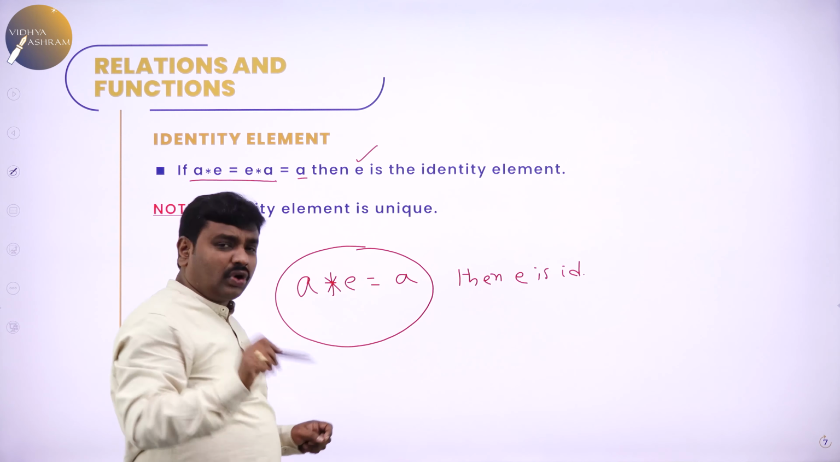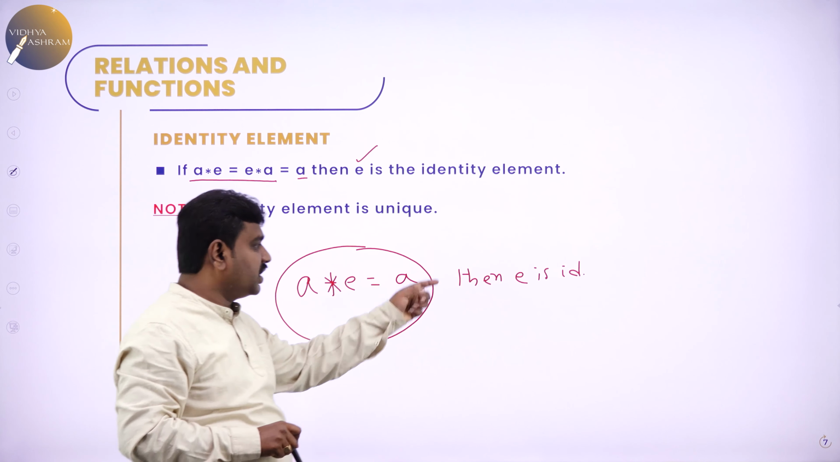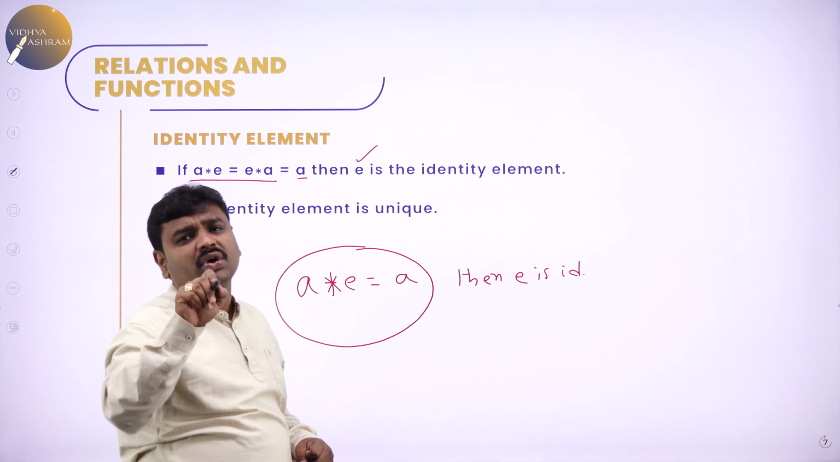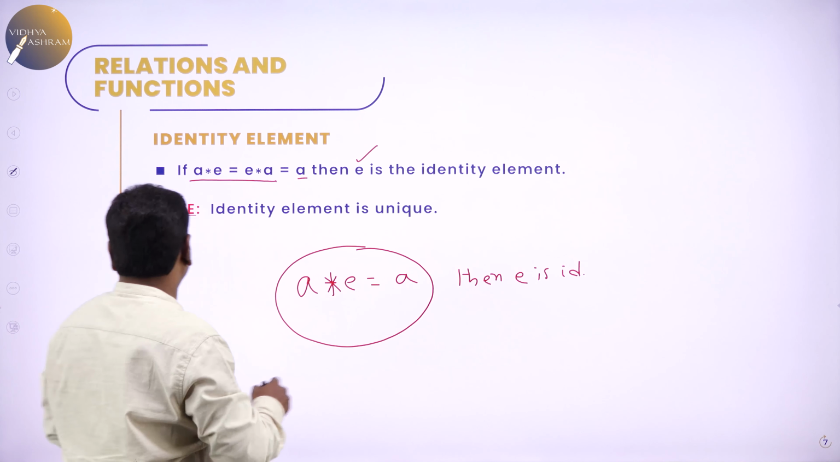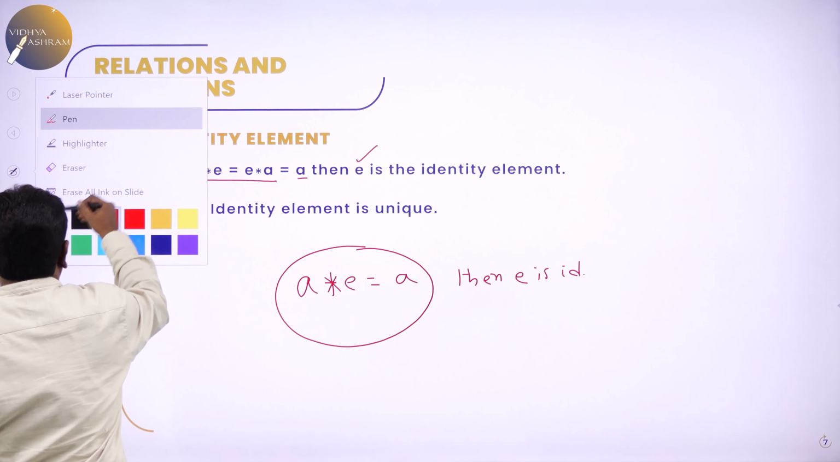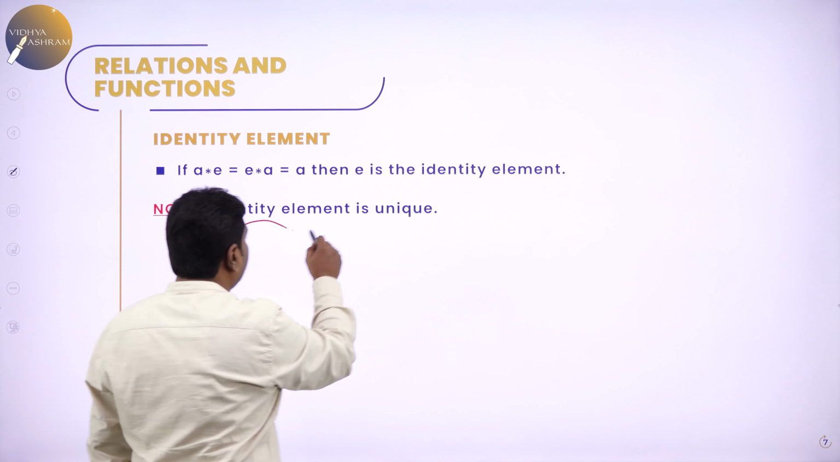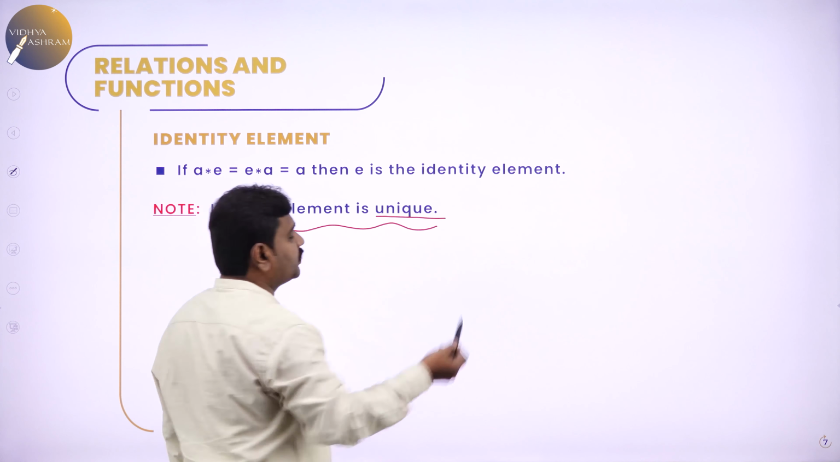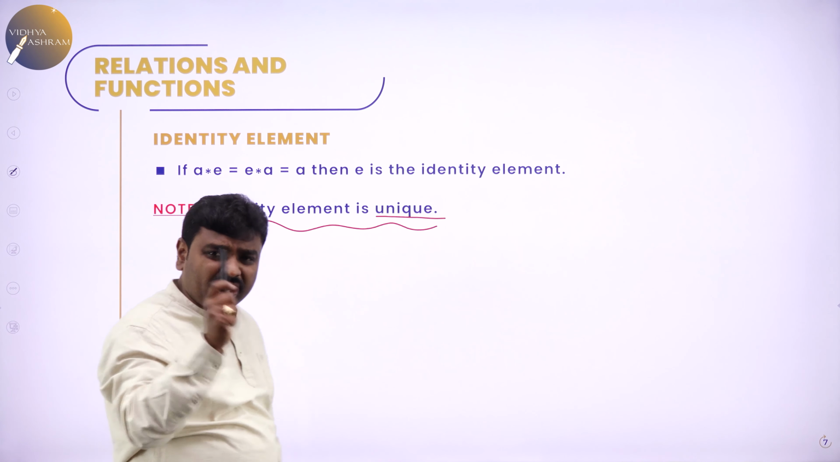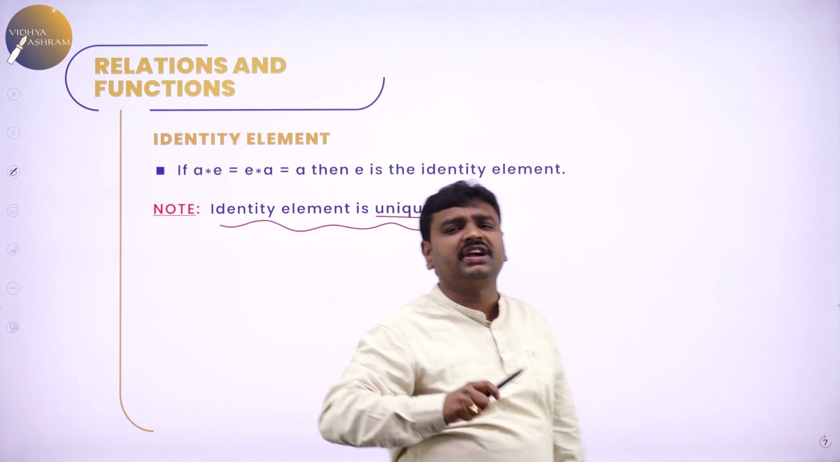Now to solve the problems, we will take A star E is equal to A and we will get E. E is what? Identity element. A very interesting note is, identity element is unique. Means for one operation, we have only one identity element. We cannot have more than one identity element.